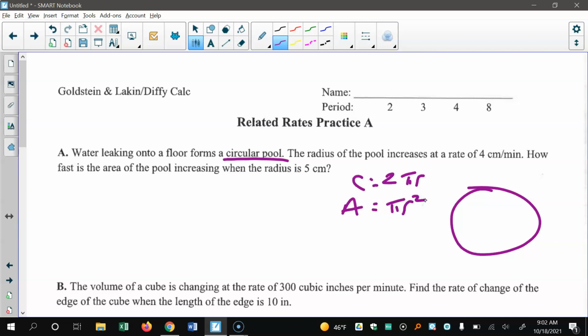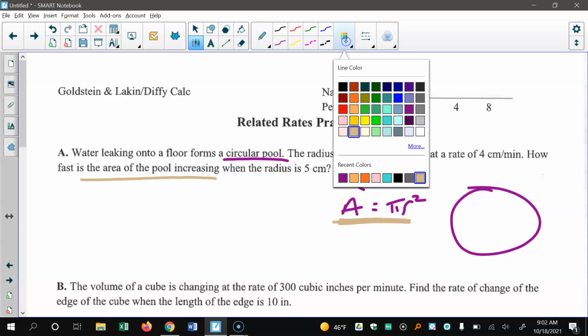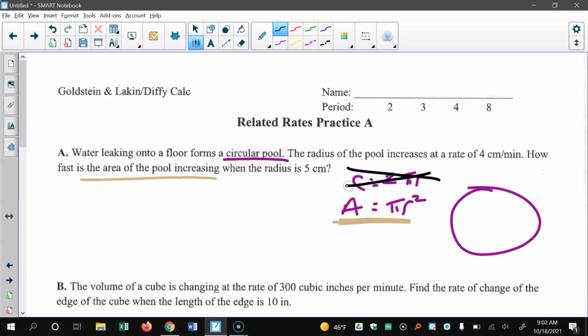The question is saying how fast is the area of the pool increasing? Well, the area is this formula. So that tells me I'm going to use area equals pi r squared. Again, that is a little tricky to do, but I'm going to use pi r squared. I'm going to cross off the other one. Bye-bye. I don't need that. I'm going to do the area formula.